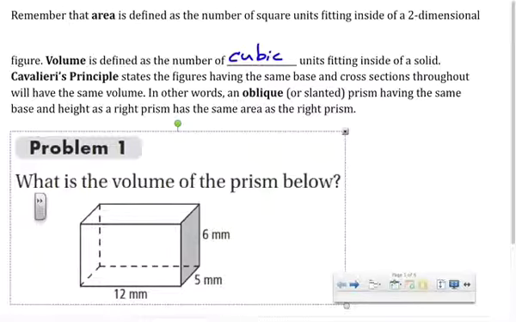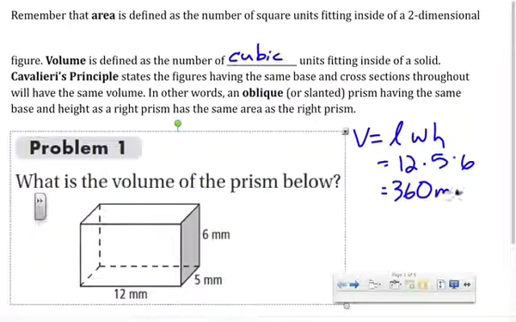So you have found the volume of stuff like problem 1 before. You probably did it way back in middle school. How would you find the volume of that rectangular box right there? Length times width times height, you know that. So for this rectangular box, you would do 12 times 5 times 6, and that would give you 360 cubic millimeters. Easy peasy. You've done this before.